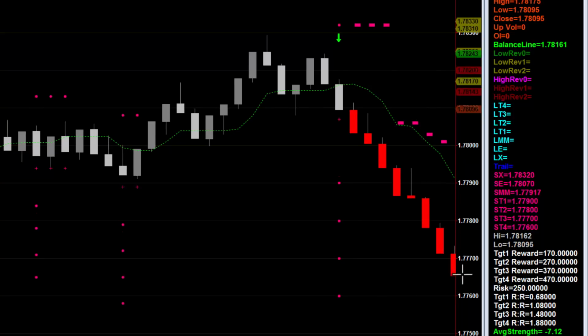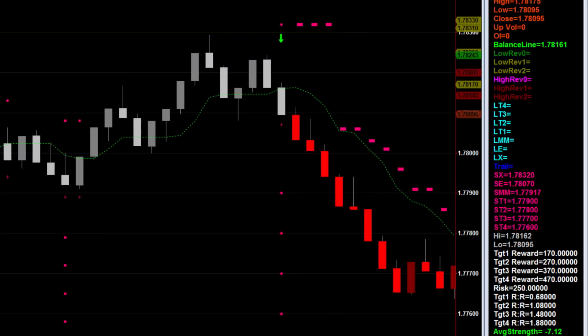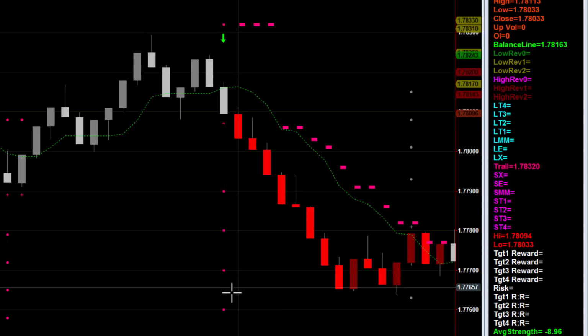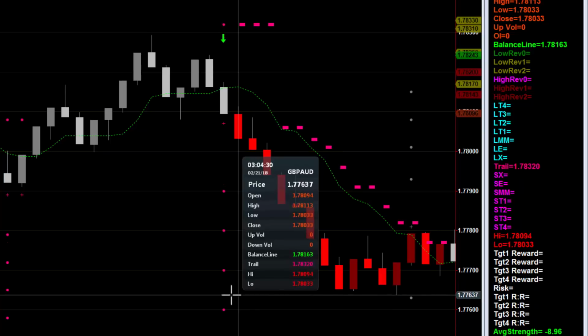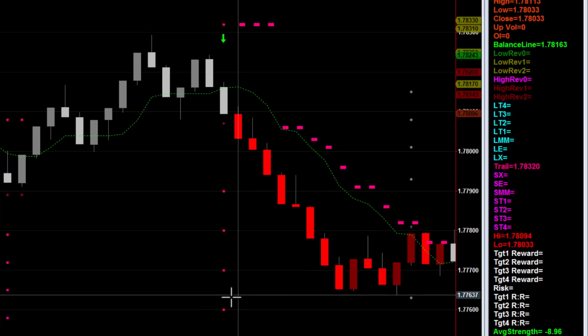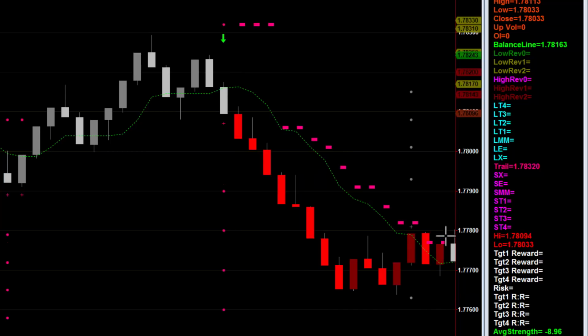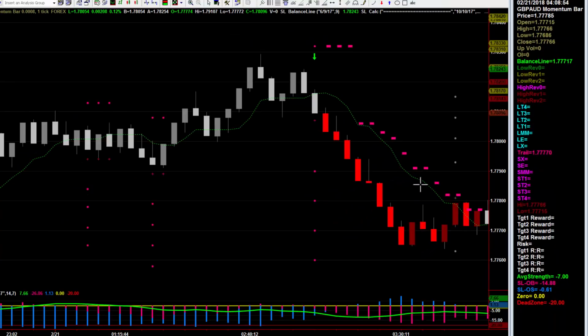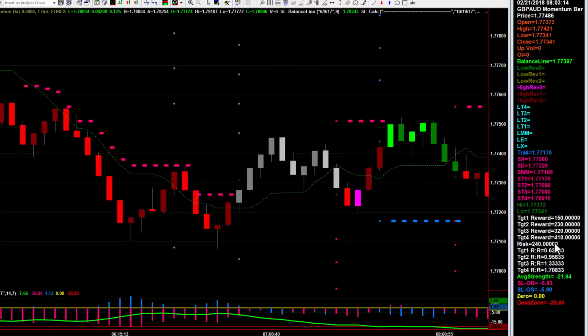The trailer's starting to move lower, and it's still going. Can't quite get to target 4. Gets to like 3 and 3/4. It almost gets to target 4. Really nice trade, then stops out right here. And the European session, another winning session, very efficient. Let's go check out the U.S. session for the 21st.